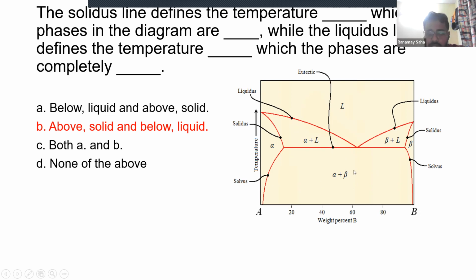Here it says the solidus line defines the temperature dash, which the phases in the diagram are dash. So solidus means the line above which the phases are liquid and below which the phases are solid, isn't it? So you can relate option B from here.